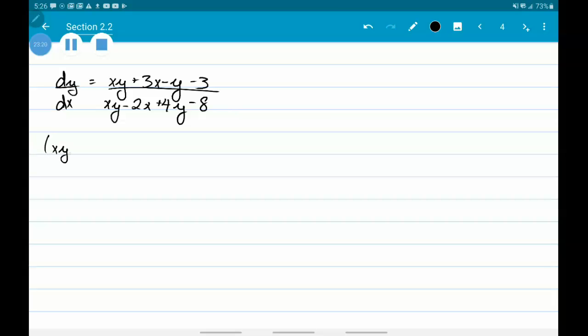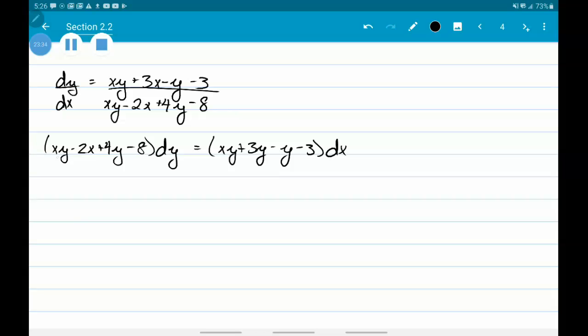So we have (xy - 2x + 4y - 8) times dy is equal to (xy + 3x - y - 3) times dx. Now we're going to do some factoring. If we factor an x out of the first two terms, that leaves us with y minus 2. And if we factor a 4 out here, that leaves us with y minus 2 also, which is great because now we can do factor by grouping. These terms have a y minus 2 in common, and if I factor that out, that leaves us with x plus 4.